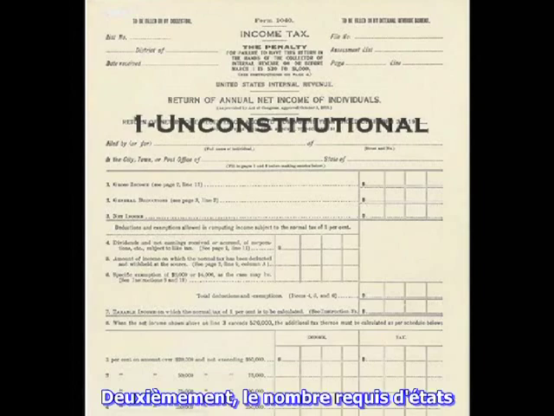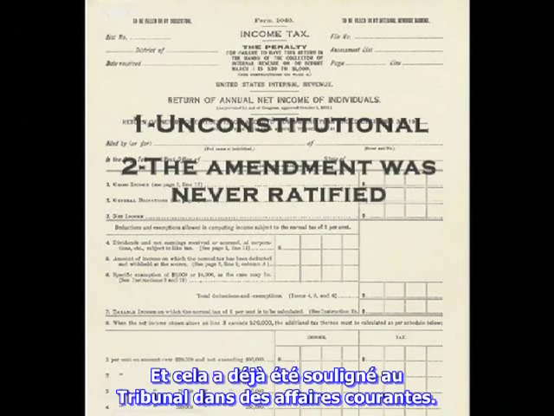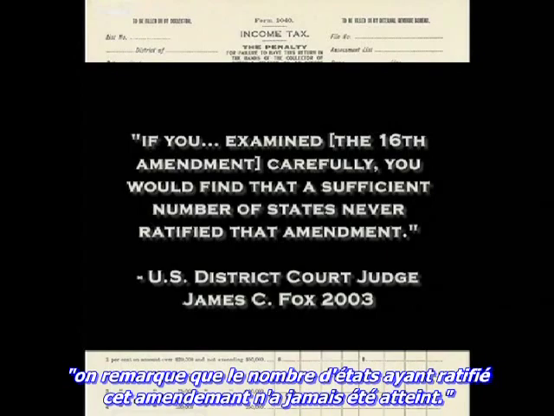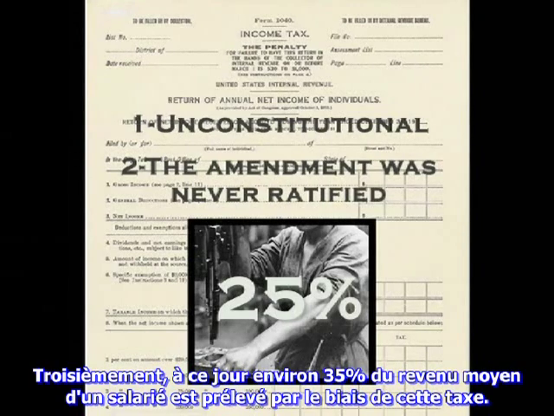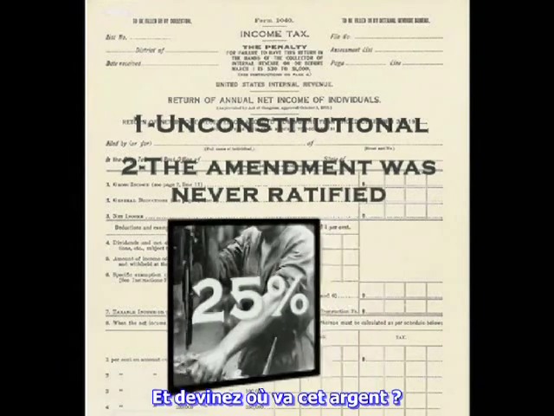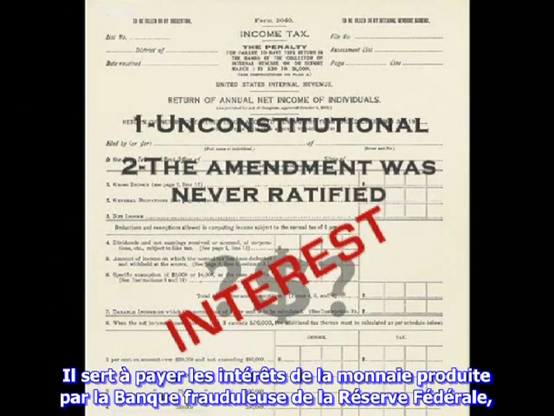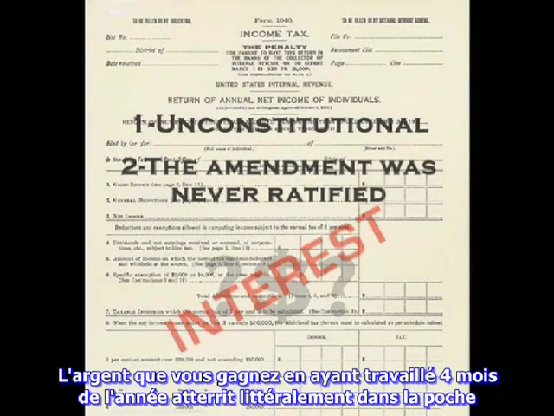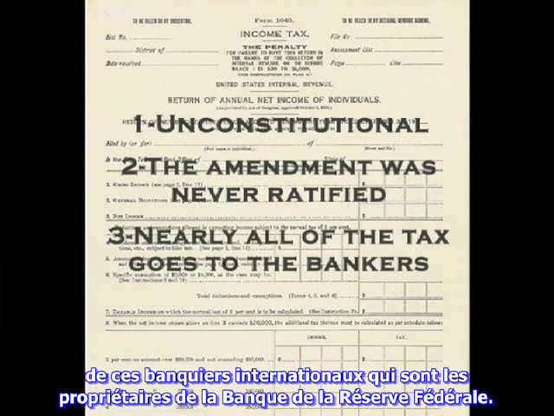Secondly, the required number of states in order to ratify the amendment to allow the income tax was never met, and this has even been cited in modern court cases. Third, at the present day, roughly 25% of the average worker's income is taken via this tax. And guess where that money goes? It goes to pay the interest on the currency being produced by the fraudulent Federal Reserve Bank, a system that does not have to exist at all. The money you make working almost 3 months out of the year goes almost literally into the pockets of the international bankers who own the private Federal Reserve Bank.